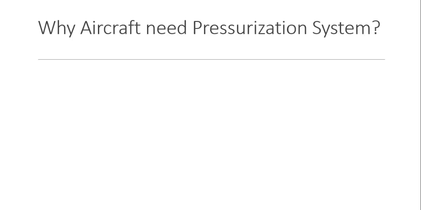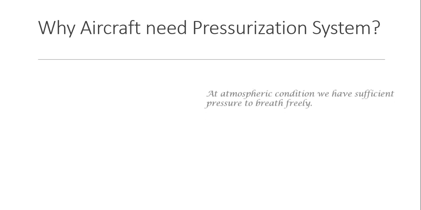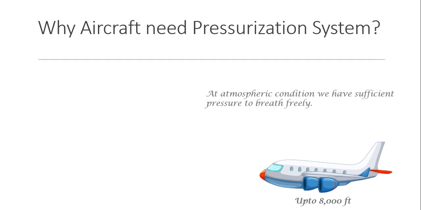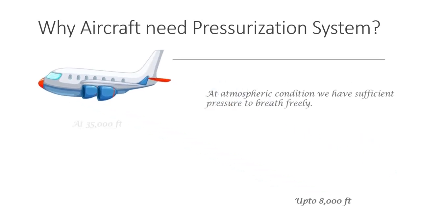So now with this animation we can move on to the pressurization system, and why we need this pressurization system for the aircraft. Normally in our normal atmospheric condition, at sea level, we have sufficient pressure to breathe freely. This holds up to 8,000 feet altitude. After that, if the aircraft moves to some higher altitude like 35,000 feet and above, the pressure and temperature automatically drop. We know the pressure and temperature drop when the altitude increases.